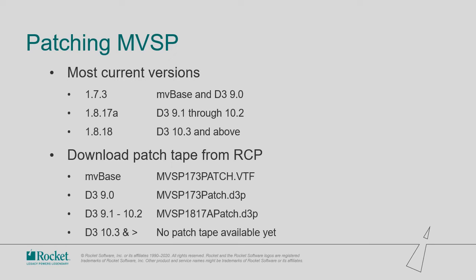The License Manager interaction is the reason D3 9.0 and MVBase cannot use MVSP 1.8 and above, and D3 9.1 and above cannot use MVSP 1.7. When D3 10.3 hit the street, there were some changes that MVSP needed to play ball, so we introduced version 1.8.18. This only works on D3 10.3 and later. D3 10.2 cannot use MVSP 1.8.18, and D3 10.3 cannot use MVSP 1.8.17. So the slide shows the D3 versions and the corresponding MVSP patch pseudotapes that you can download from RCP or get from support.